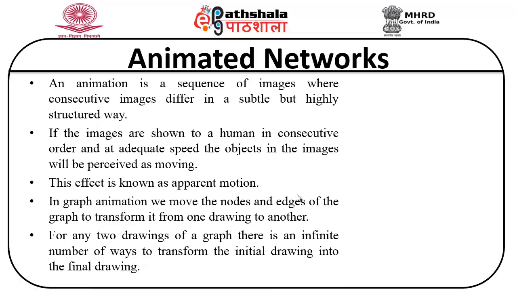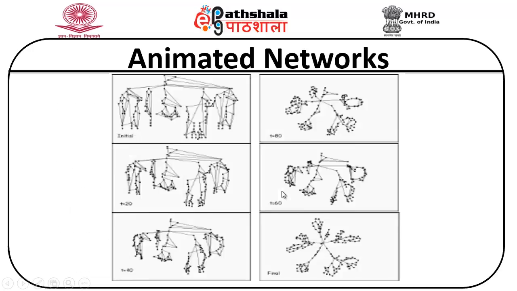An animation, as said, is a sequence of images where consecutive images differ in a subtle but highly structured way. If the images are shown to a human in consecutive order and at adequate speed, the objects in the images will be perceived as though they are moving, and this effect is also called apparent motion. In graph animation, we move the nodes and edges of the graph to transform it from one drawing to the other. For any two drawings of a graph, there is an infinite number of ways to transform the initial drawing into the final drawing. So these are good examples of animated networks. We can see the entire network can be represented in different ways.